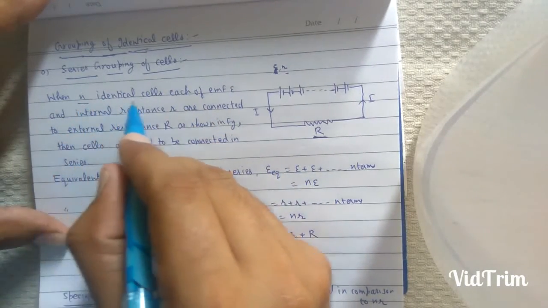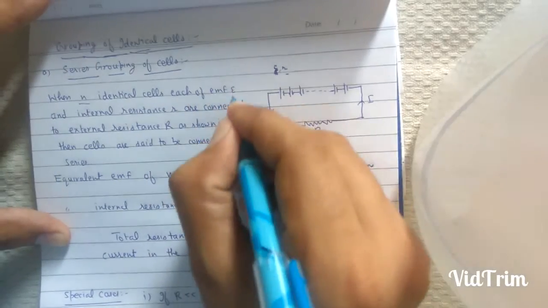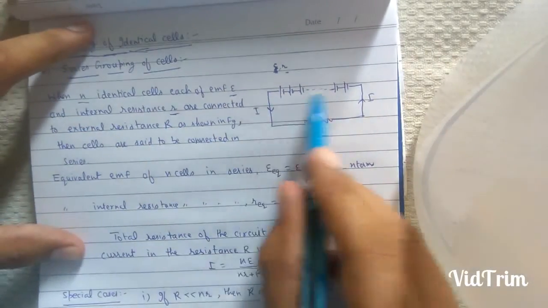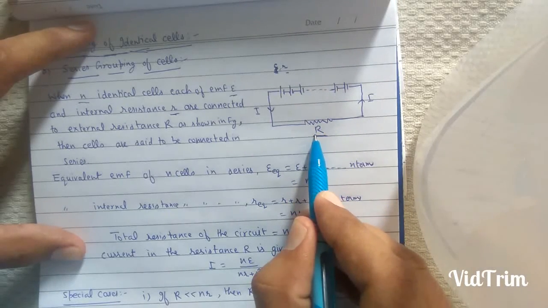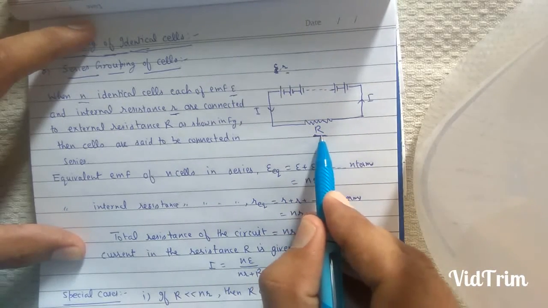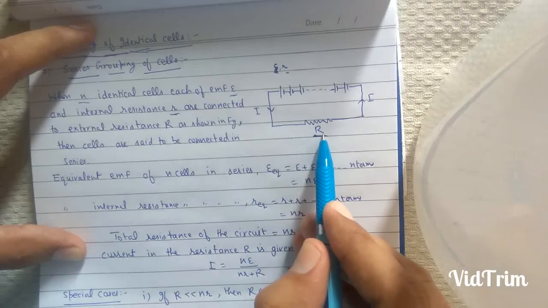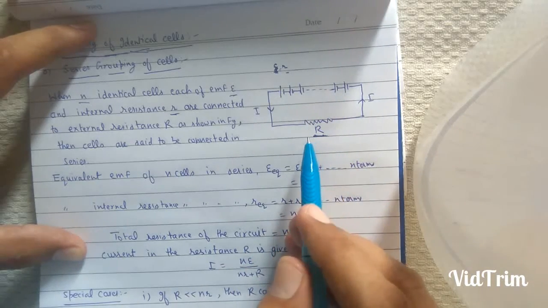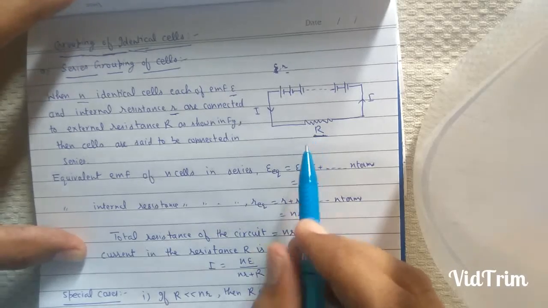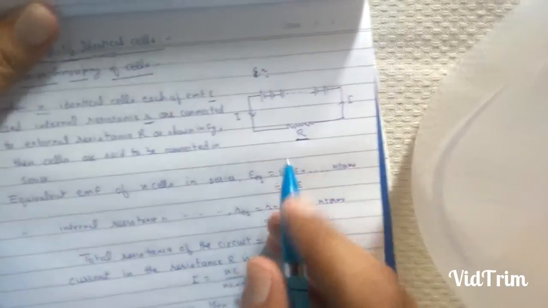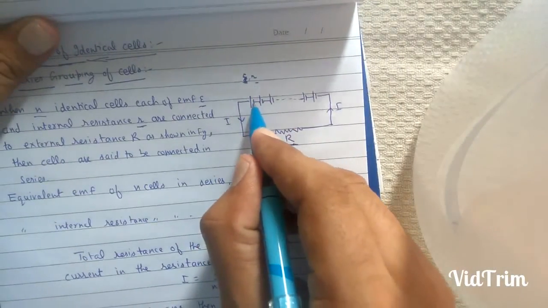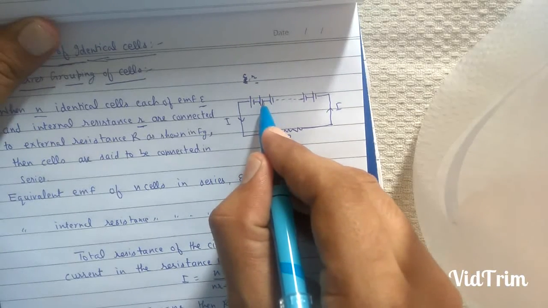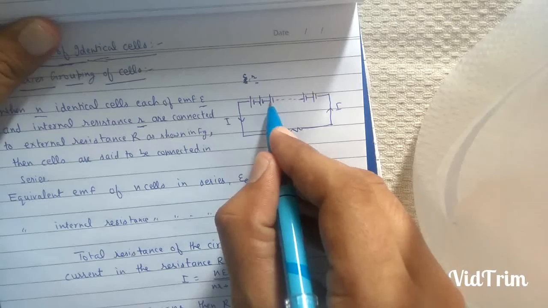When n identical cells, each of EMF E and internal resistance r, are connected to an external resistor of resistance R as shown in figure, then all these cells are said to be connected in series. In series grouping, the negative terminal of the first cell is connected to the positive terminal of the second cell, the negative terminal of the second cell is connected to the positive terminal of the third cell, and so on.